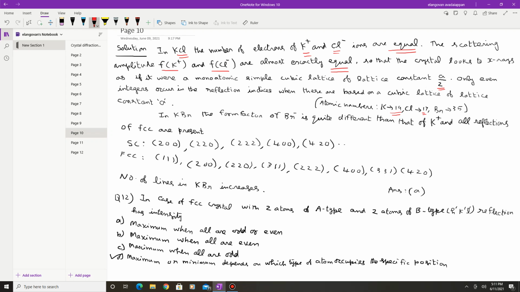So only even integers occur in the reflection indices when these are based on a cubic lattice of lattice constant a, because in this case it becomes a by 2. So only even integers occur in the reflection indices based on the cubic lattice.